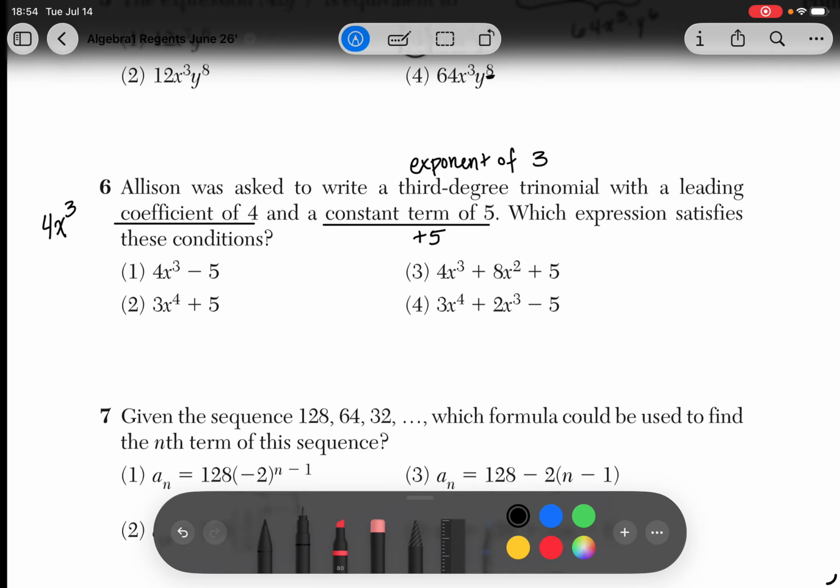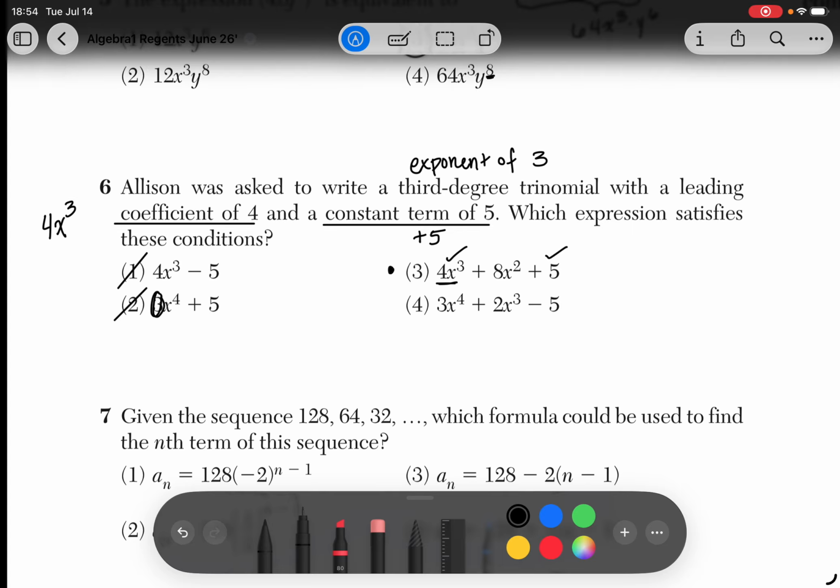So answer choice 1 is 4x cubed minus 5, which can't be true because we don't need a constant term of negative 5. Answer choice 2 is also incorrect because our leading coefficient is 3 instead of 4, and it's not a third degree trinomial, it's a fourth degree trinomial. Answer choice 3, we have 4x cubed, which checks off, and we have plus 5, so that's a possible answer choice, but let's just check with the last one.